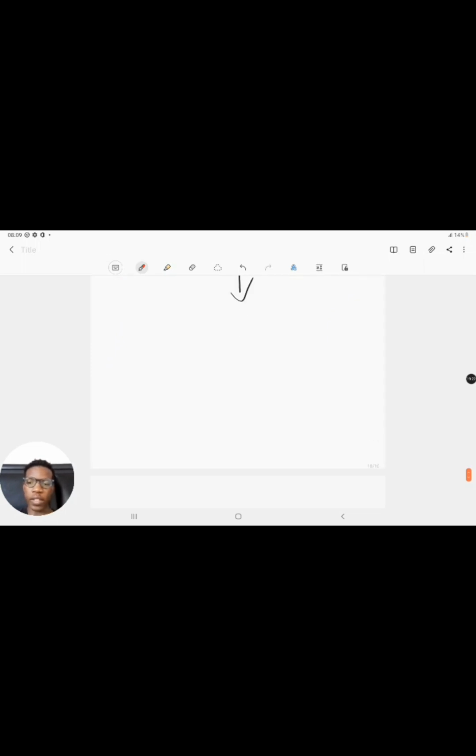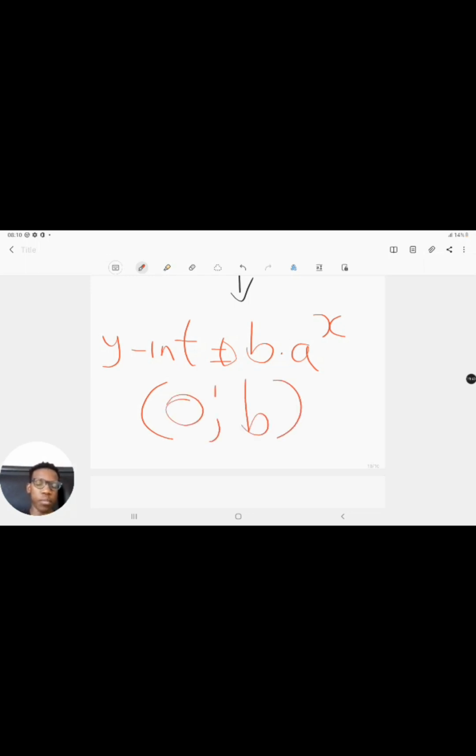So your y-intercept for this standard form, we've got b times a to the power of x. Your y-intercept is 0, x stays as 0, and then your y is b. So this is the main change that this new form effects on our graph.